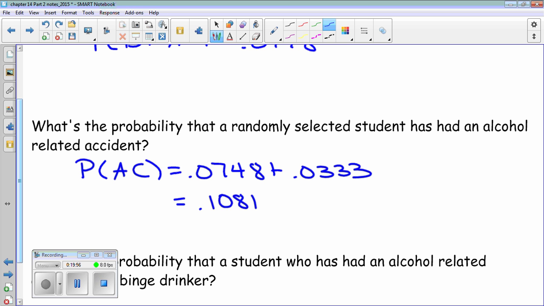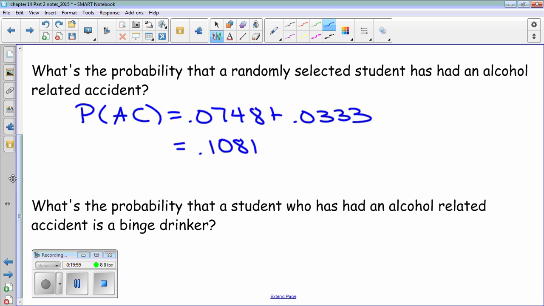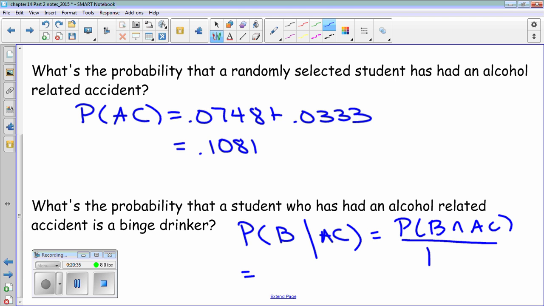Good. All right, last question. What's the probability that a student who has had an alcohol-related accident is a binge drinker? What's this? This is a given that. This is a conditional one. So what's the order? They've had an alcohol-related accident. So given that they've had an accident, what's the probability that they are a binge drinker? So in context, isn't this the probability of binge drinker and accident divided by the probability of accident?